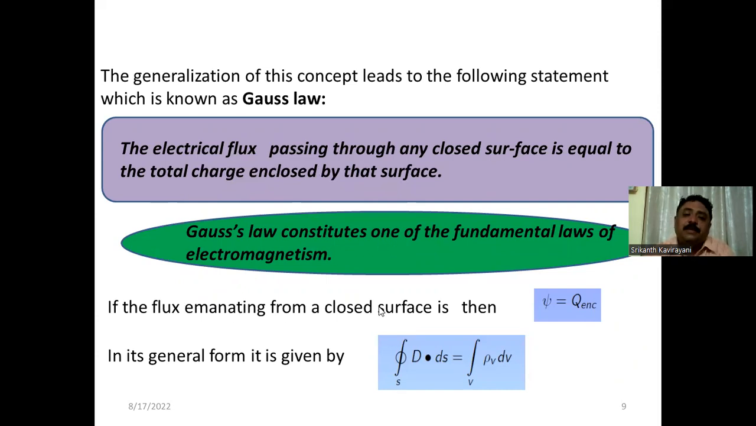If the flux emanating from a closed surface is given by psi equal to Q enclosed, in its general form it is given as the surface integral of D dot dS equal to the volume integral of rho v dv. This is a very important law, which helps us in evaluating electric field without using complex formulas and complex equations that have to be derived for different shapes when we have different charge distributions.